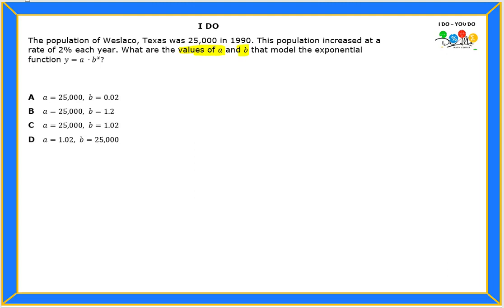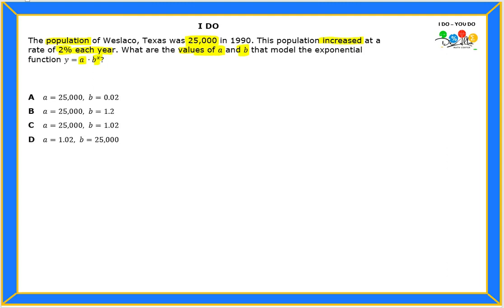And of course, the values of A and B are right here on this exponential function given to us, right? And they're giving us some other information. For example, we know that the population at the time of this scenario was 25,000, right? And there's an increase, which means it's getting what? Bigger and bigger and bigger, right? And the increase is at 2% each year.